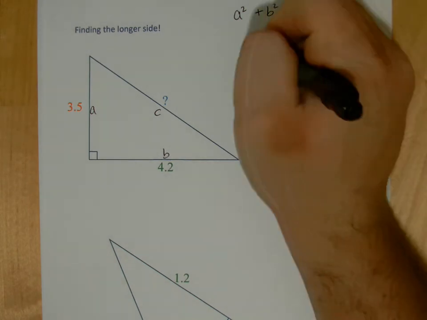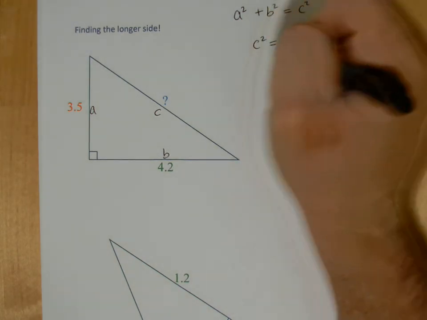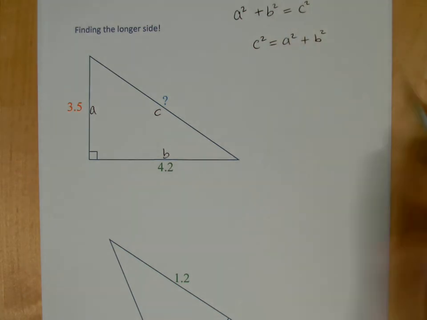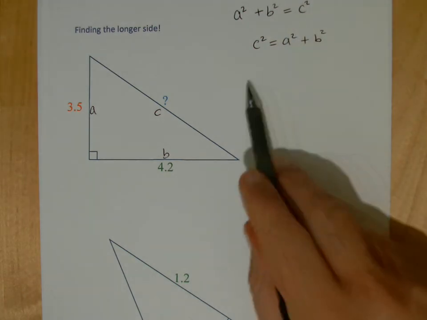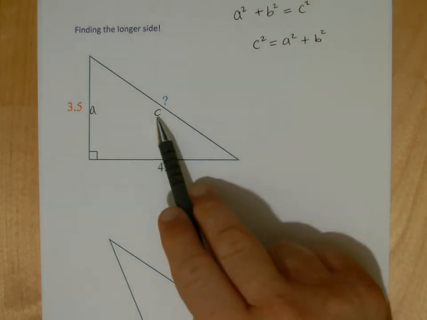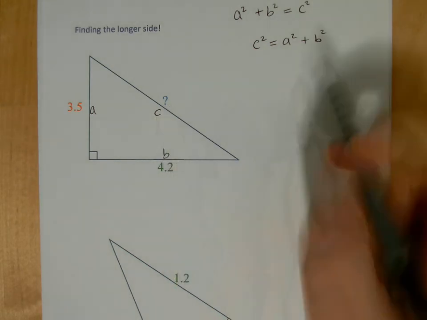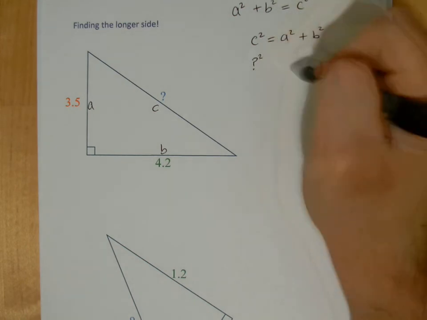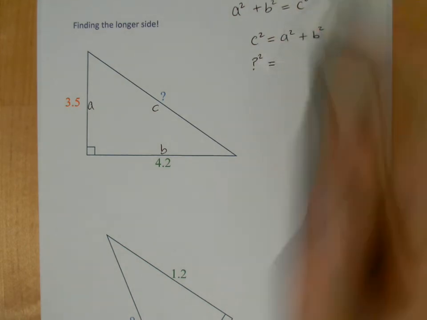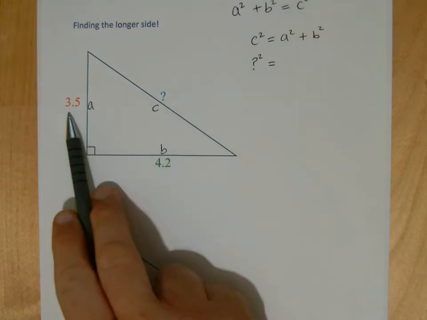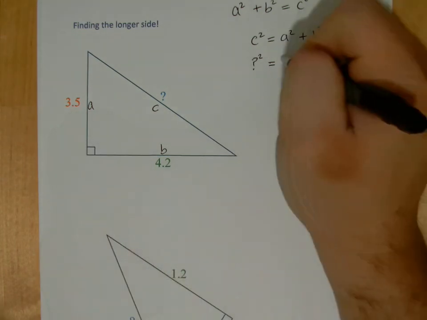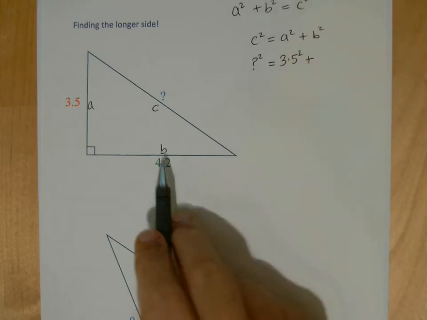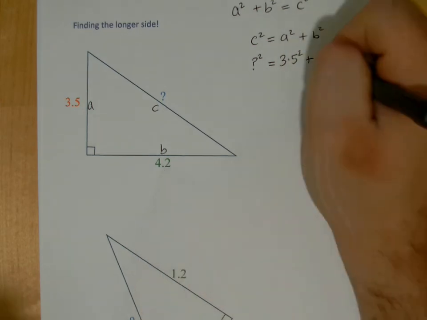Now you can write it the other way around. Sometimes it's helpful to write c squared is equal to a squared plus b squared, like that. Just swap it round. So then c squared, well, c is our question mark in this case. We don't know what c is, so it's question mark and we've got to square it. My a is 3.5, and we've got to square that. And my b is 4.2, and we've got to square that.